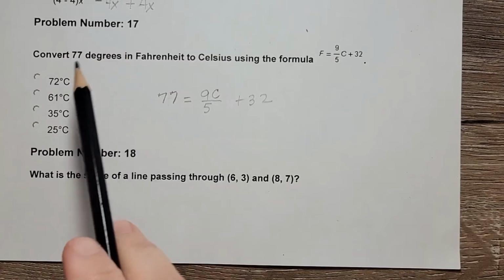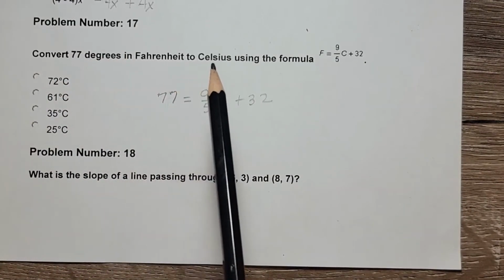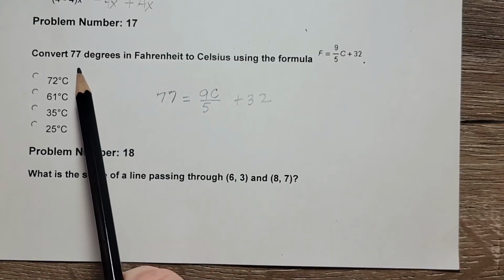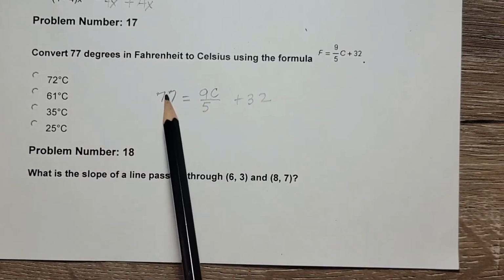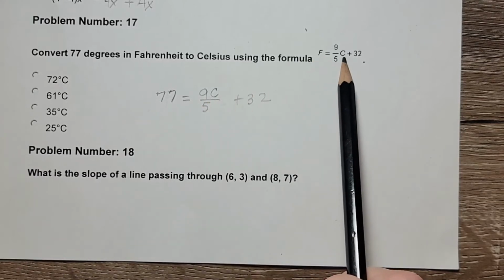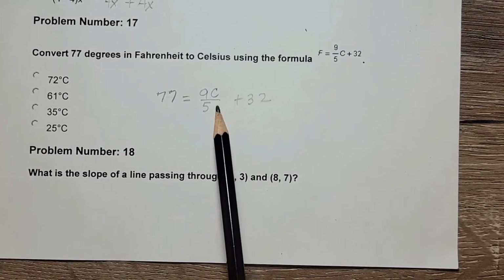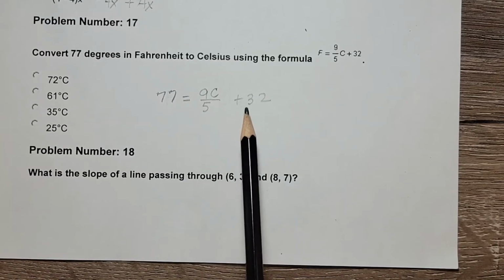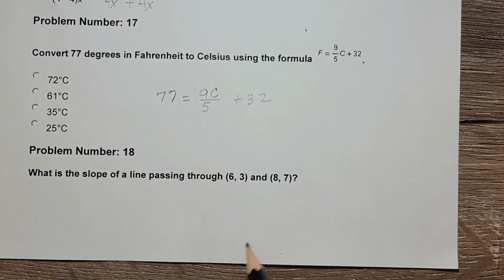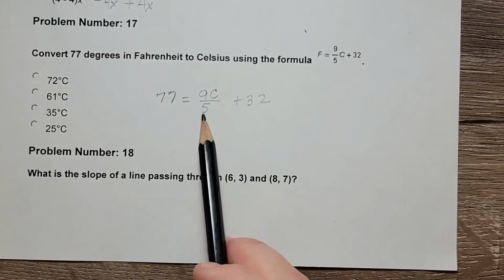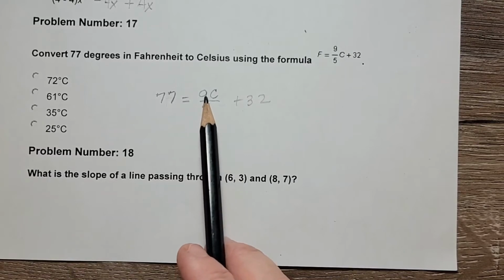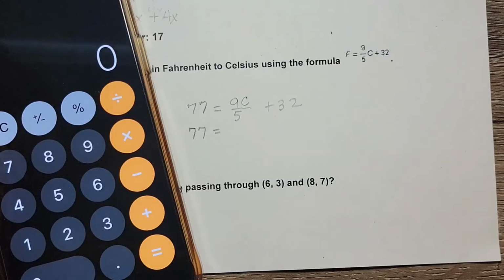Okay, problem number 17. Convert 77 degrees in Fahrenheit to Celsius using this formula. I went ahead and substituted the 77 degrees Fahrenheit in place of the F. I like putting the variable that's by a fraction on top because that's what it's supposed to be. It's supposed to be with the numerator. Okay, so the 2 steps in solving this are going to be subtract 32 and multiply by 5. And then we're still going to have to get rid of the 9. I'll show you how to do that.